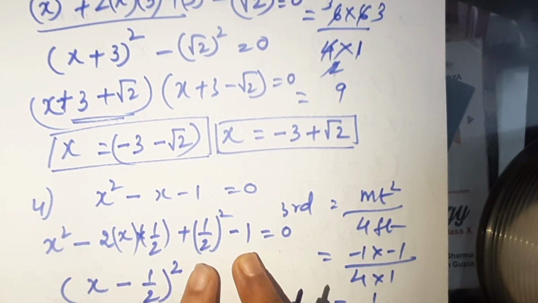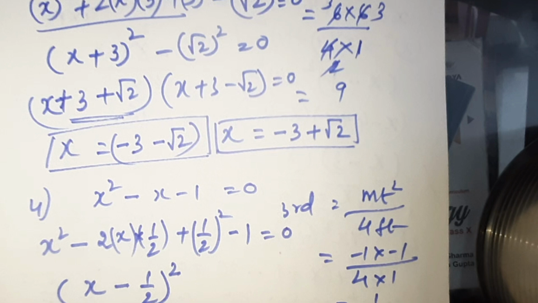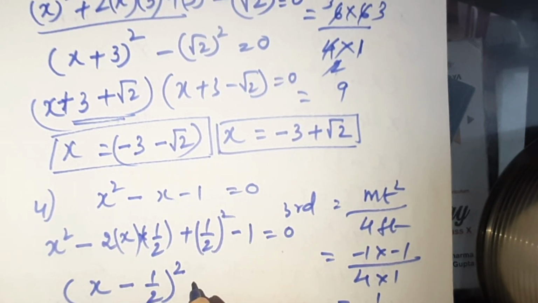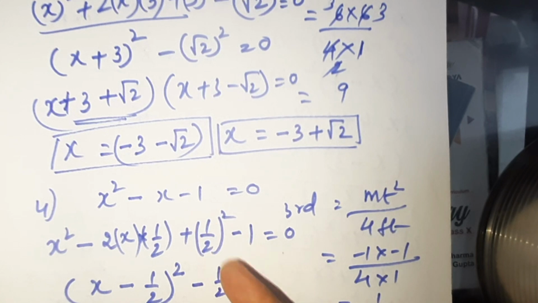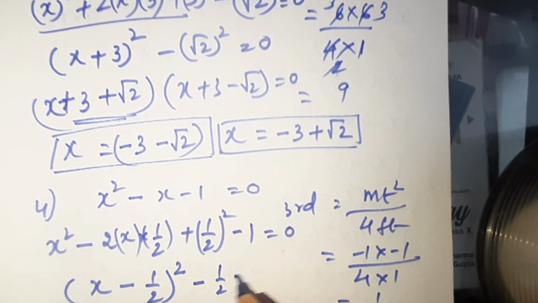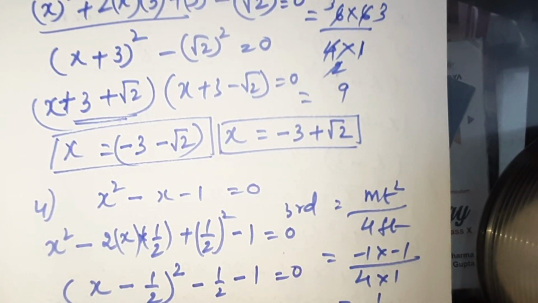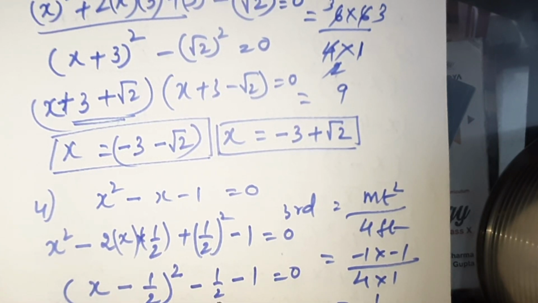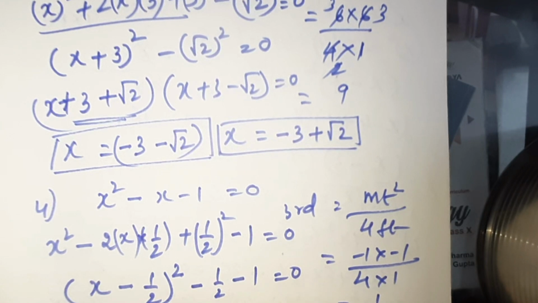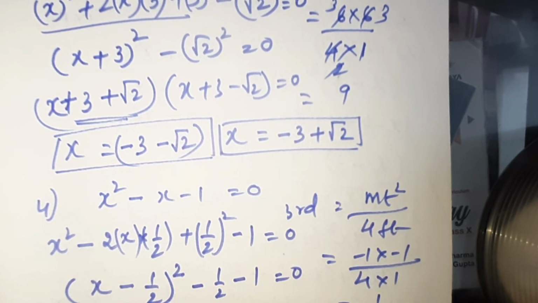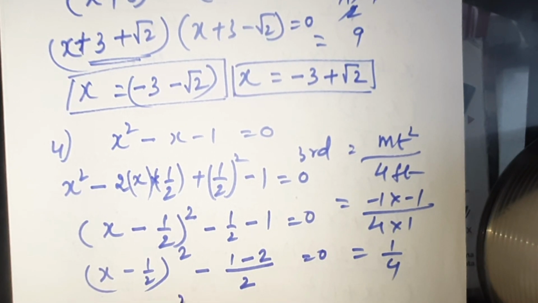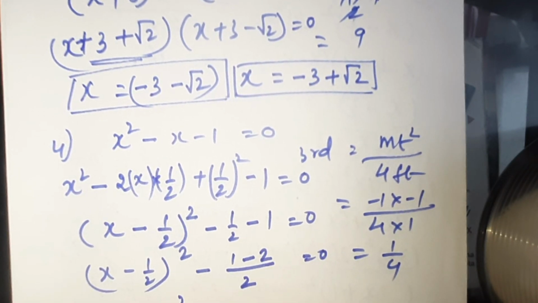Sometimes, suppose you are confused about what to take and what not to take, what you added, simply you subtract it. So here I added 1 by 2, I am subtracting 1 by 2, minus 1 as usual. So this is x minus 1 by 2 square. Now if we take the LCM, it will be 1, 2 ones are 2 upon 2 is equal to 0. So thus it is x minus 1 by 2 square minus 3 by 2.